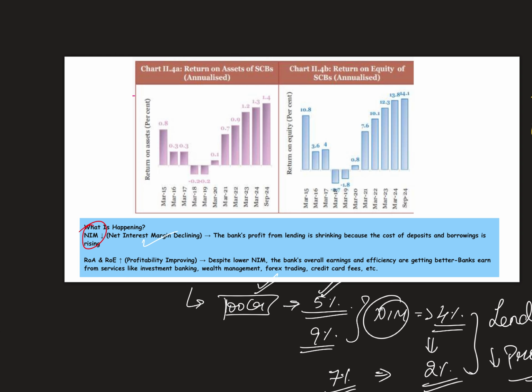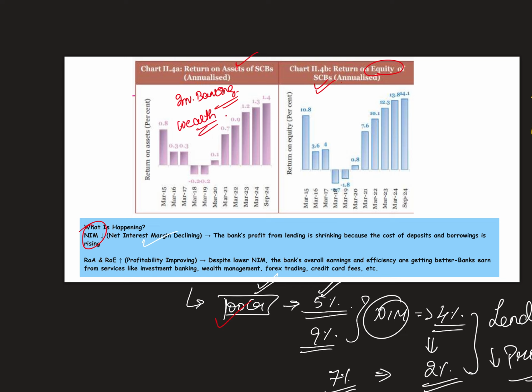Coming back to these charts, return on assets of SCBs or the scheduled commercial banks and return on equity of scheduled commercial banks. Net interest margin is not the only way in which banks make profit. Let's say, for example, there is investment banking. Here, companies raise money, right? So to give that investment advice, banks will charge certain fee. For that also, they earn certain income.